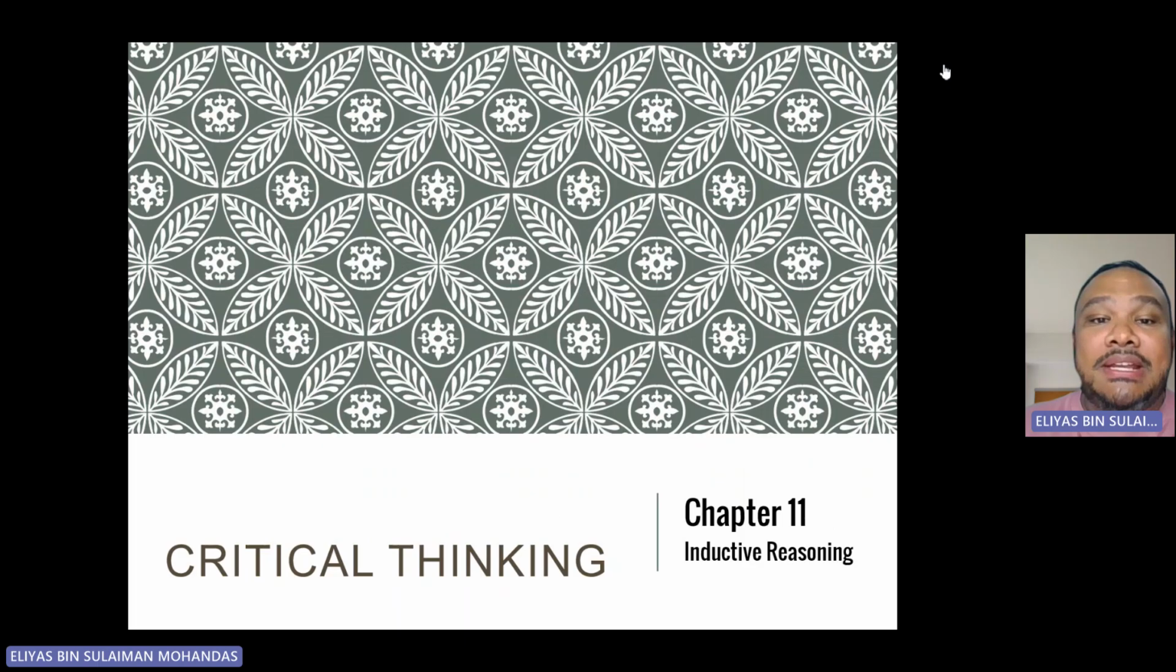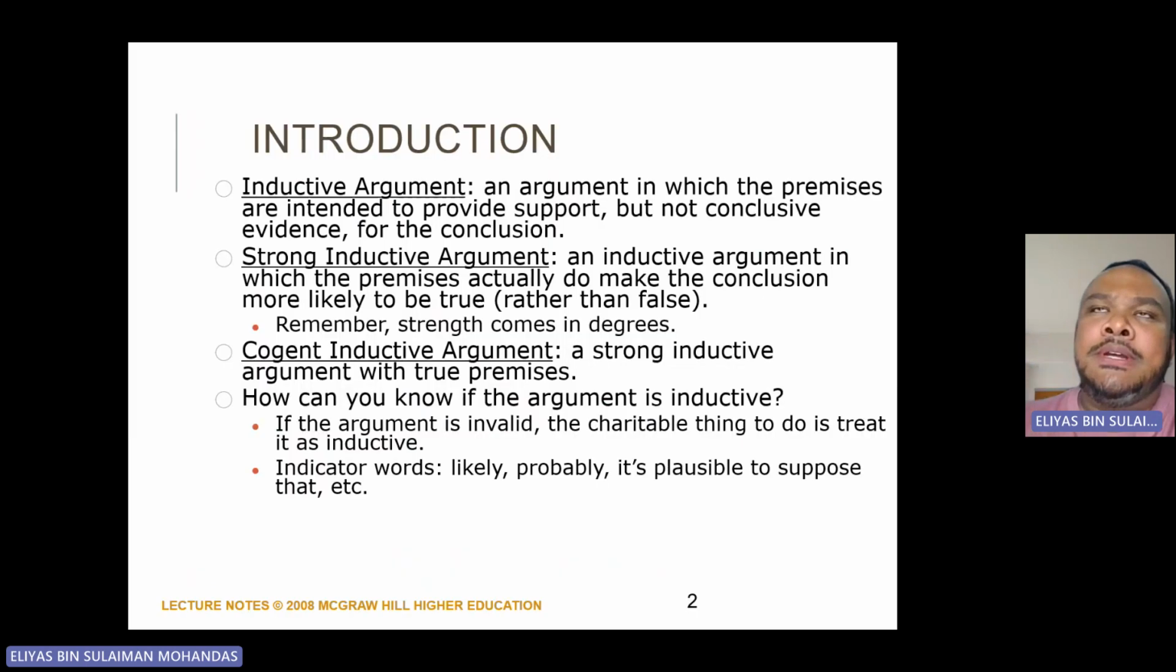It will be a little bit more detailed than the one that I have explained to all of you before. So let's recap what we have learned so far. When we talk about evaluating an argument, we'll be looking at the types of argument, whether they are deductively reasoned or inductively reasoned. For this topic, we'll be focusing on inductive argument, or an argument which is inductively reasoned. Inductive argument means an argument in which the premises are intended to provide support but not conclusive evidence for the conclusion.